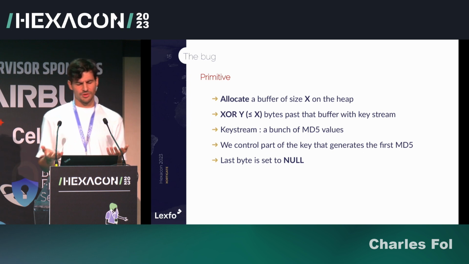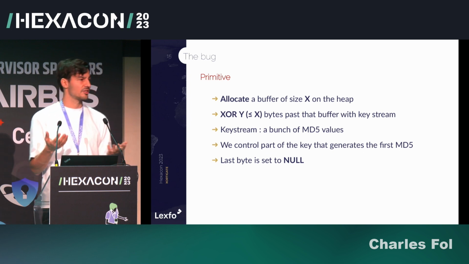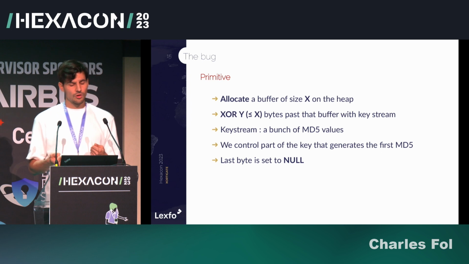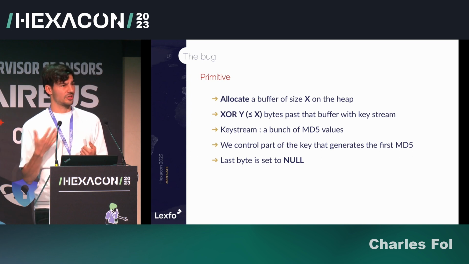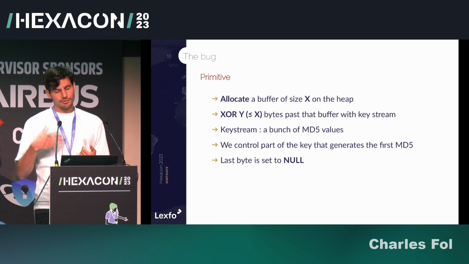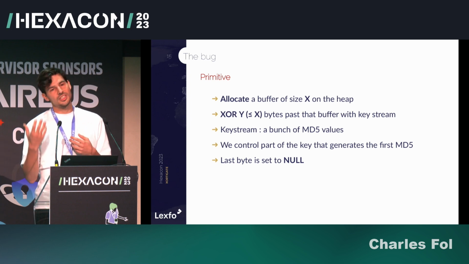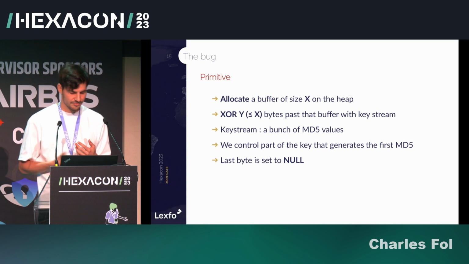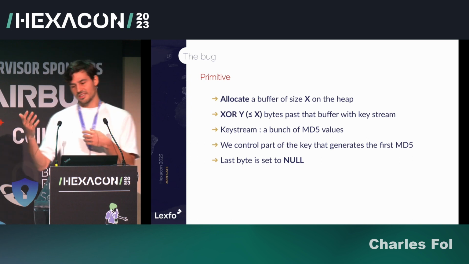So let's have a look at the primitive. We can allocate a buffer of size X on the heap. Then we can XOR Y bytes past that buffer with a key stream. And the key stream is a bunch of MD5 values, of which the first has been computed from a key which is partially controlled by us. And again, the last byte is set to nil.